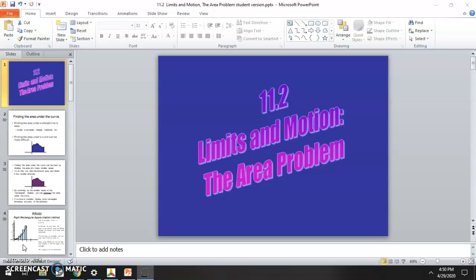Today we're going to do section 11.2, which is another thing that you will be doing a lot of in calculus, which is finding, well, area under a curve. Okay? So we're going to be finding some areas. This is probably the second biggest thing in calculus that you do. In fact, it's related to the derivative, but you won't really make that connection until next year.